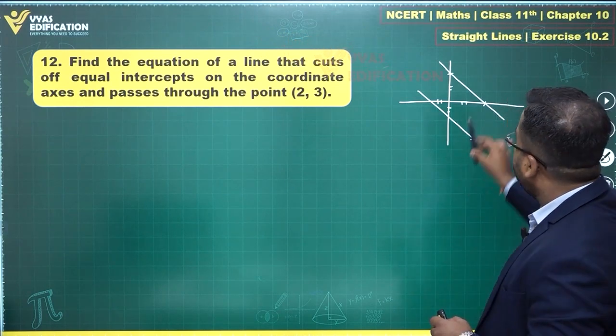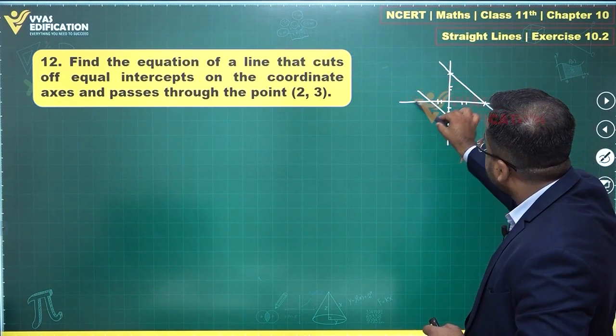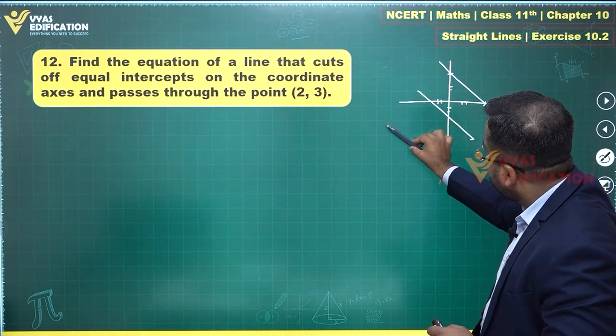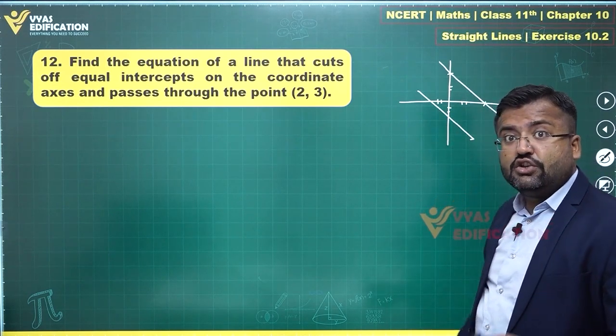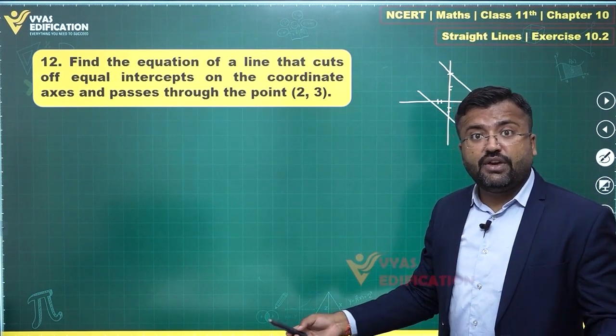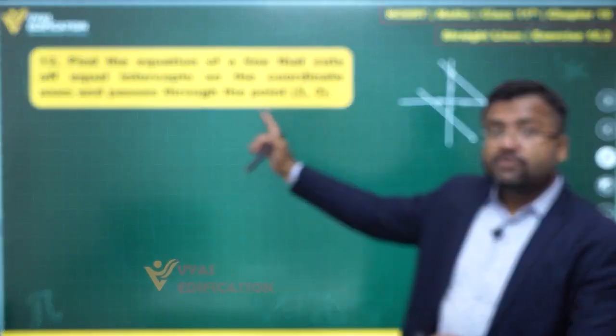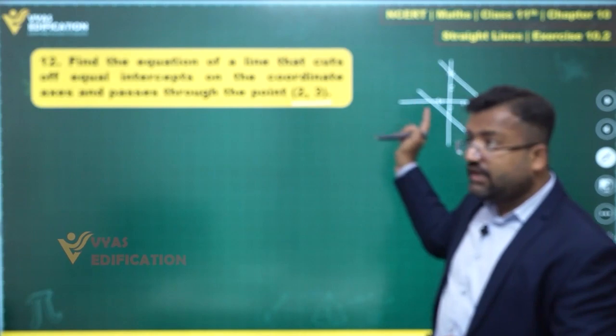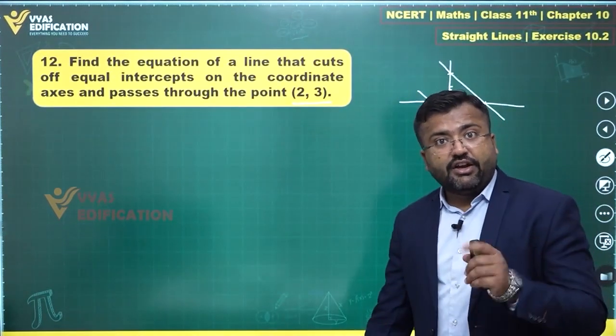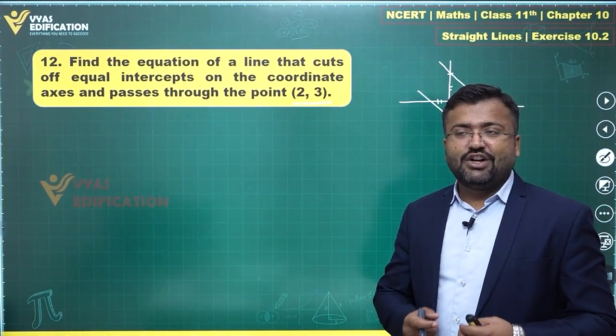If you observe, any line having equal intercepts will be parallel to these lines, yes or no? That means the slope of that particular line will be fixed. So, indirectly you are given the slope. Along with this point, you are also given the slope. I will discuss one more condition over here, and what is that?